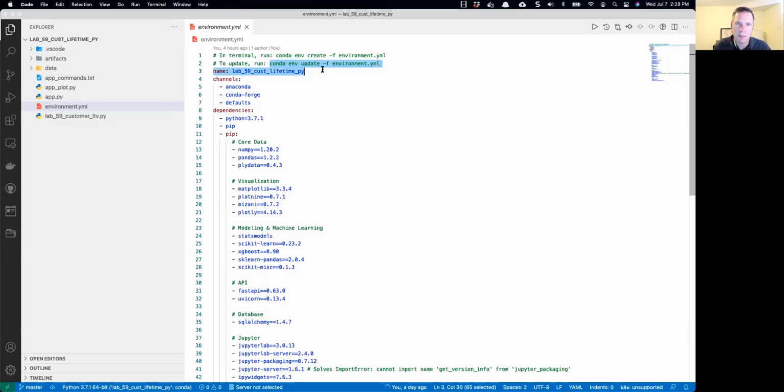And then if you need to make any changes to the environment, you can make changes in here and then just run conda env update. The only thing that changes is it goes from create to update. If you want to make any modifications, you just run the second command here.